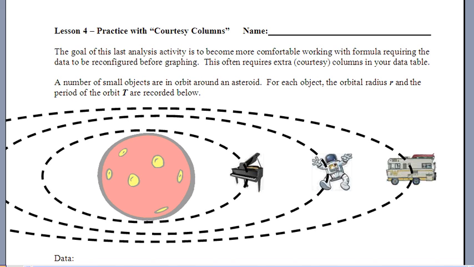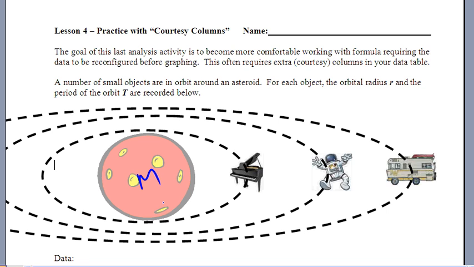So here we are, we're at the last of the 4 videos for data analysis, and it's a chance to put together all of the work that we've seen so far. It's a story about some items that are orbiting around some asteroid, floating in the middle of the universe somewhere, and ultimately your goal is going to be to try to determine the mass of this asteroid based on the orbit times for a few different things going around this asteroid.